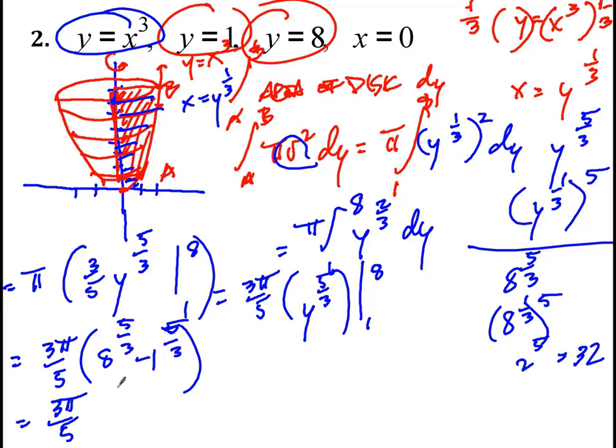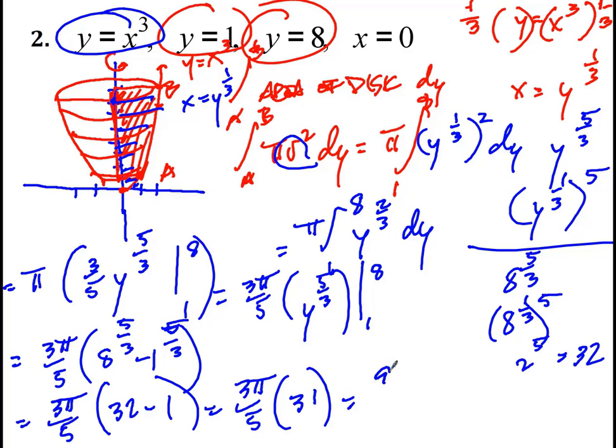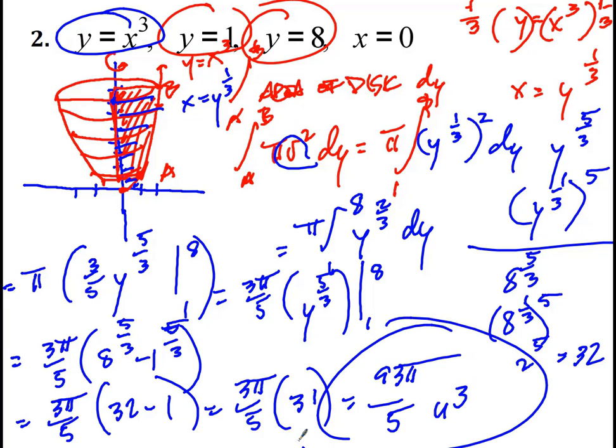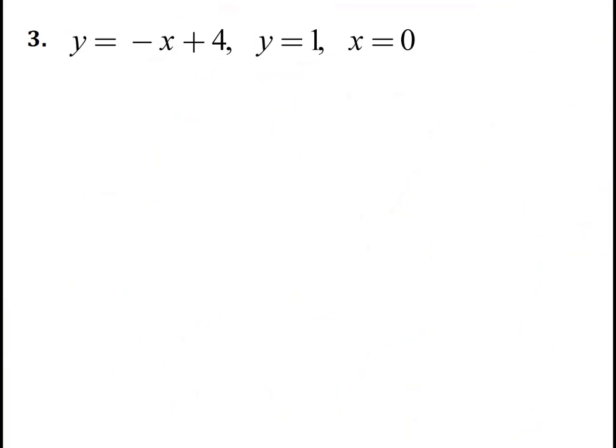It's going to be 3 pi over 5, 8 to the 5/3 is 32, minus 1. Cube root of 1 is 1, to the 5th power is 1. So we get 3 pi over 5 times 31, which is 93 pi over 5 units cubed. Okay, so we're trucking along. This ain't too bad so far. And let's look at one more problem.